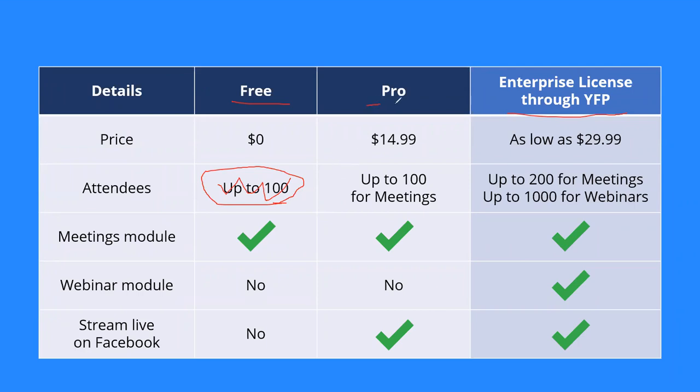Then the Pro, which is what most people have if they're on a paid plan, is a great price, up to 100 people in a meeting, but there's no webinar module. You can stream on Facebook, so that's cool.